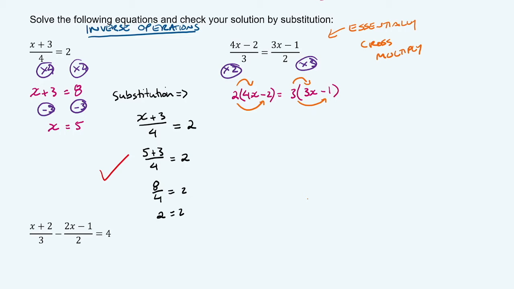So 2 times 4x is 8x. Minus 4, 9x, minus 3. So here we are. We're going to now start doing some of our inverse operations. I'm going to start pretty simply. I'm just going to switch our equations around because it's going to make things a little bit easier.